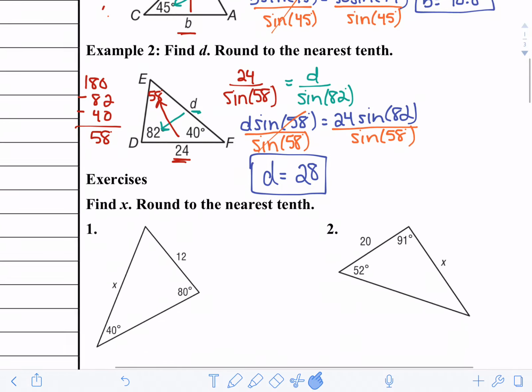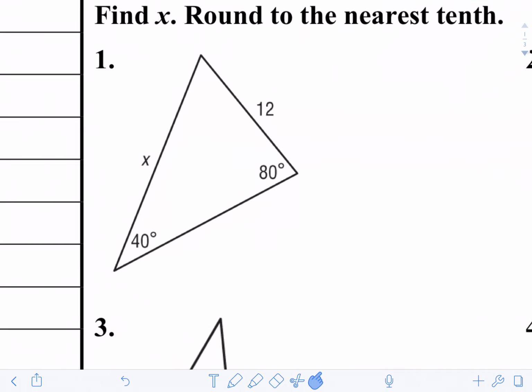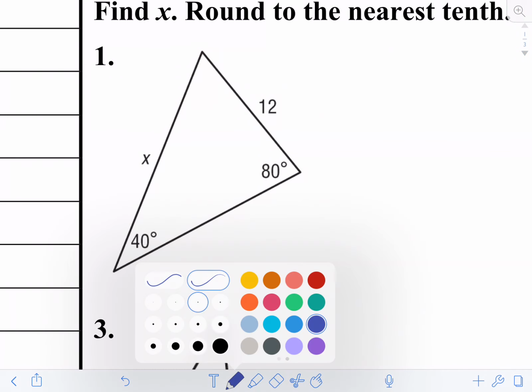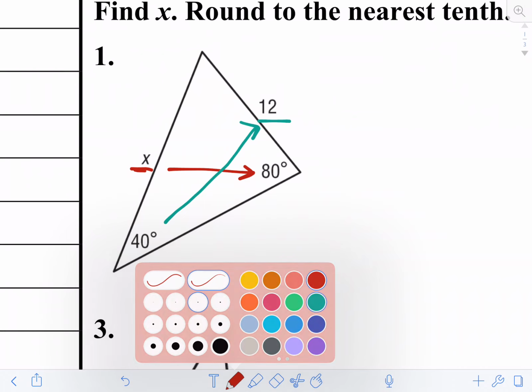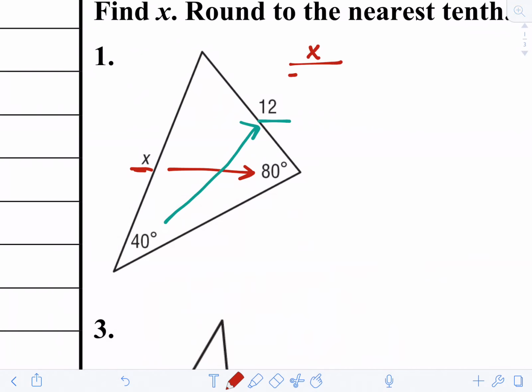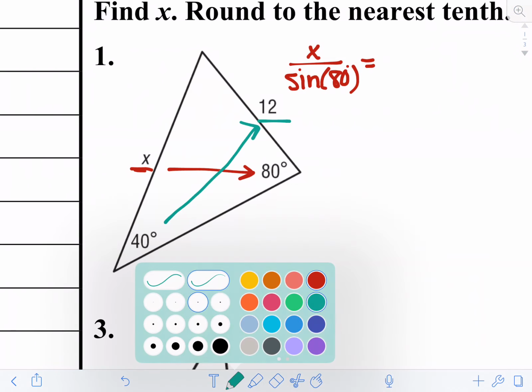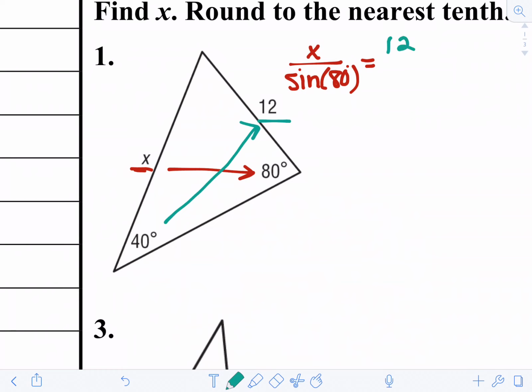Right, so we have 4 more examples to work out, and we are solving for x. First thing again, you just identify your sides. Here's x, which is across from the 80. And here's 12, which is across from the 40. So you just set up your proportion. x over the sine of 80 is equal to 12 over the sine of 40.